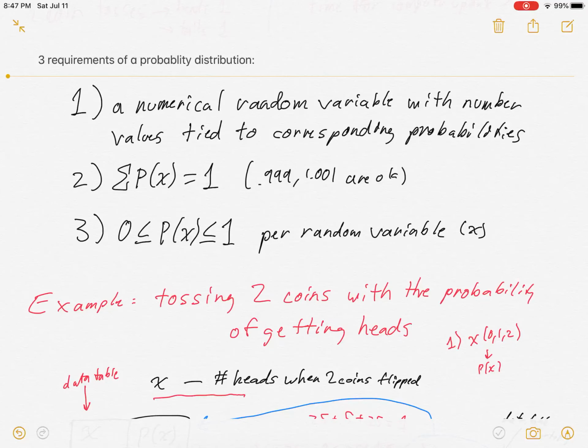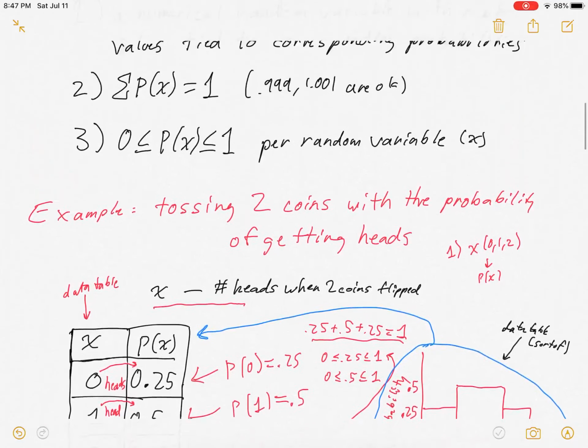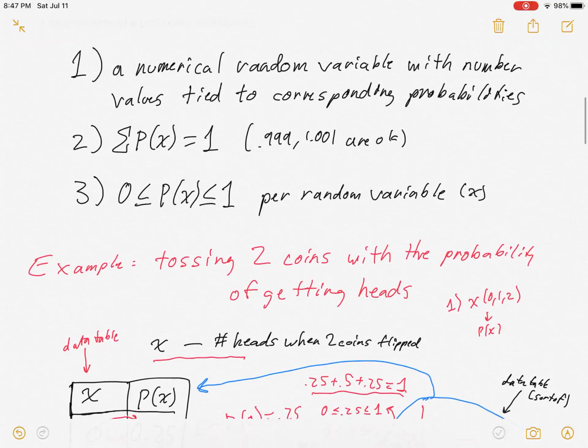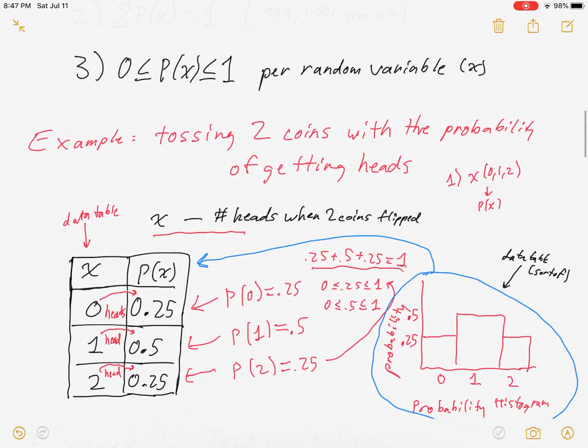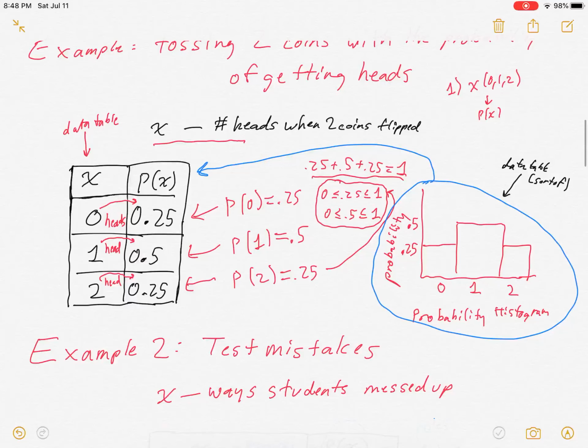The second requirement is the summation of p of x, the probability, is equal to 1. And as you can see here, I did the math already. 0.25 plus 0.5 plus 0.25 equals 1. So we know that the second requirement is checked off. The third requirement, the probability of x is between 0 and 1, or it could be equal to them. And we know that 0.25 is less than 1 and greater than 0, and so is 0.5. So the third requirement is complete.